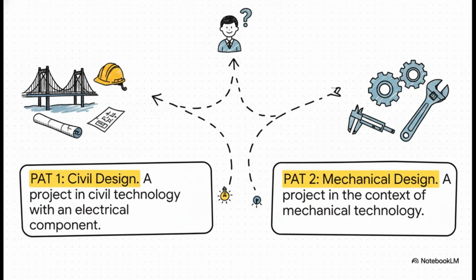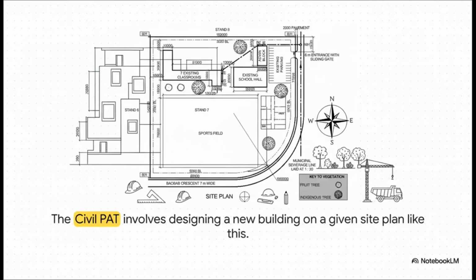PAT 1 is a civil design project, and for 2026, it's got an electrical component mixed in. PAT 2 is a straight-up mechanical design project. You'll make this call with your teacher, so really think about where your skills and interests are. To give you a better idea of what that means, check this out.